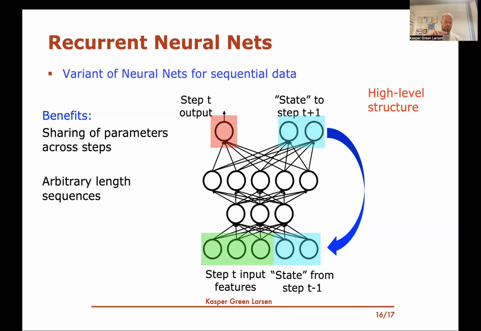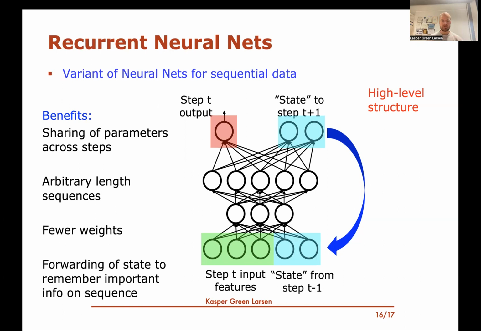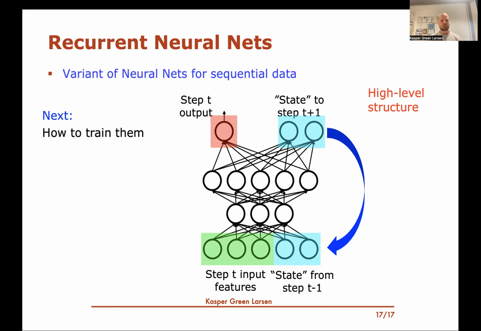It produces an output every single time, so we can just keep going for whatever number of steps we have available and feed it all into this recurrent neural net. The sharing of parameters also means it has fewer weights than standard neural nets. And it has a special feature that you can forward state from previous steps of the computation to remember important information about the sequence that we're processing. Right, so what's coming in the next video is how we can train these recurrent neural networks.